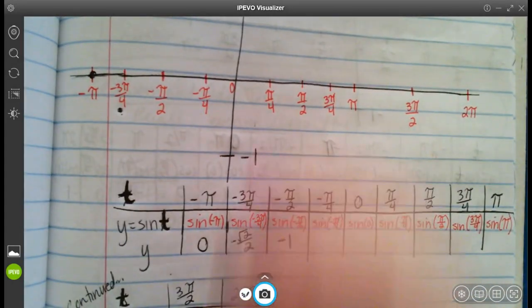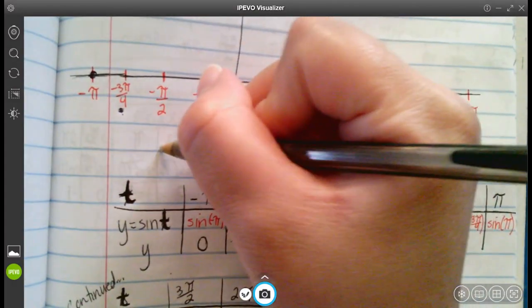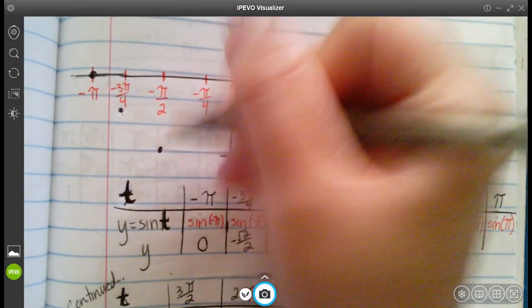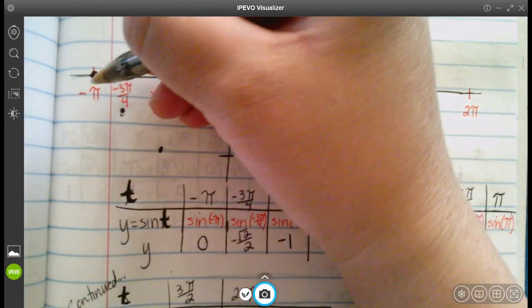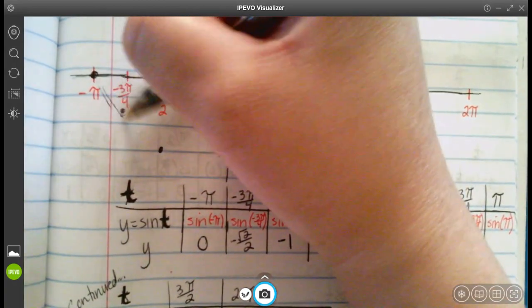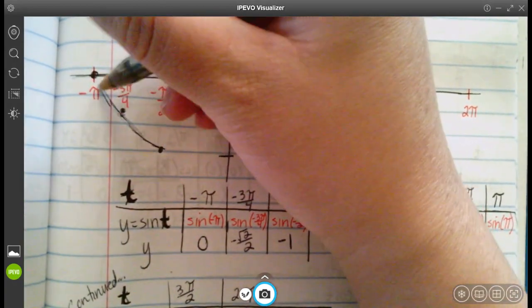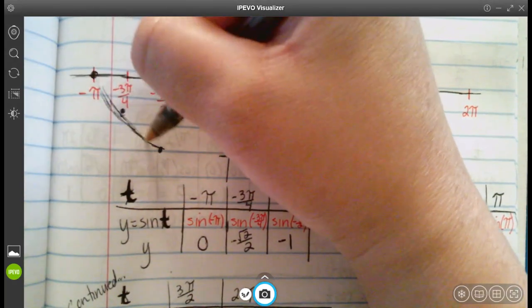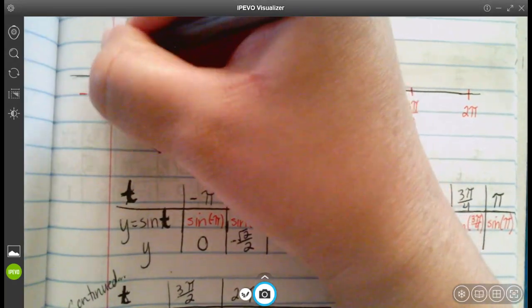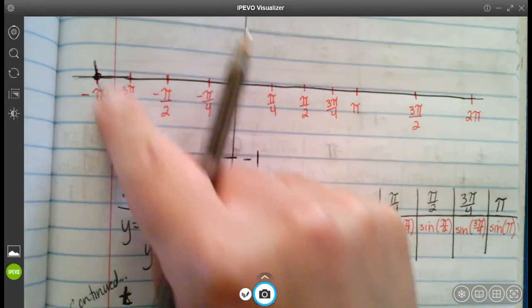So -1 is my next one. Negative pi halves, -1. So far I have something kind of like this. This should be a little more curved. I'm just not very good at drawing these. Okay, it's probably going to go up like that. So it looks like this so far.